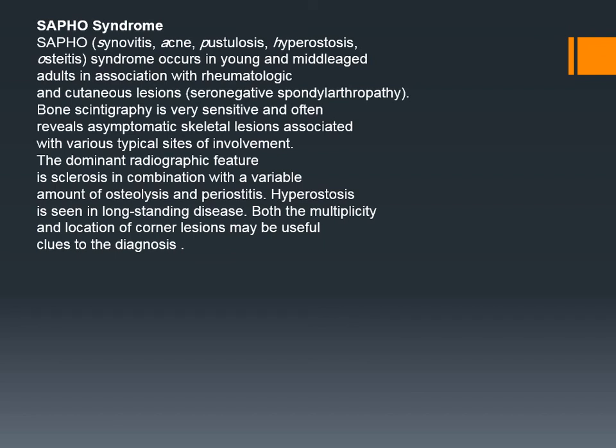SAPHO syndrome: synovitis, acne, pustulosis, hyperostosis, and osteitis. The syndrome occurs in young and middle-aged adults in association with rheumatologic and cutaneous lesions. Seronegative spondyloarthropathy. Bone scintigraphy is very sensitive and often reveals asymptomatic skeletal lesions associated with various typical sites of involvement. The dominant radiographic feature is sclerosis in combination with a variable amount of osteolysis and periosteitis. Hyperostosis is seen in long-standing disease. Both the multiplicity and location of the bone lesions may be useful clues to the diagnosis.